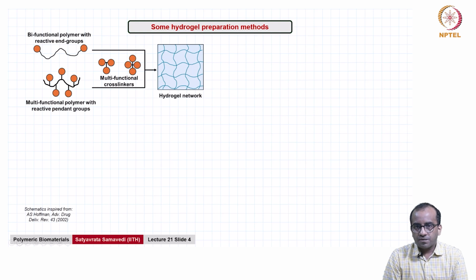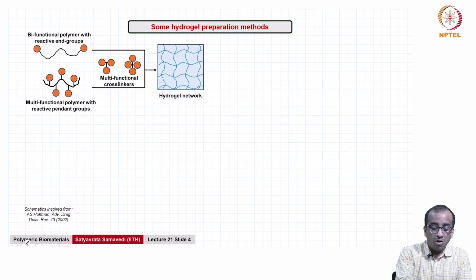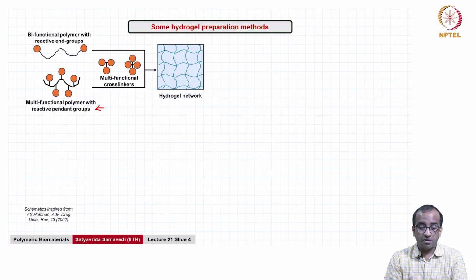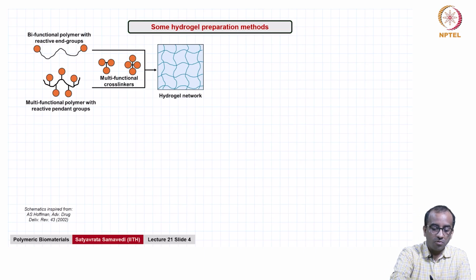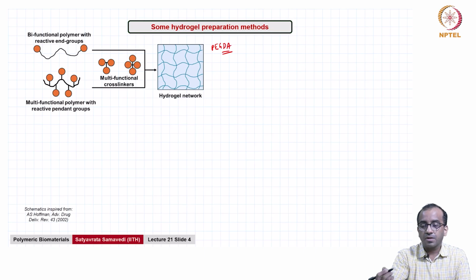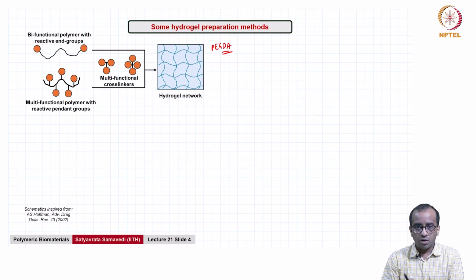One way to prepare hydrogels, for example, is to have a bifunctional polymer with reactive end groups or a multifunctional polymer with reactive pendant groups. So, you can imagine now that a bifunctional polymer with reactive end groups, one example of that we have seen earlier is PEG diacrylate. The diacrylate group can now photopolymerize in the presence of free radicals and UV light to form a cross-linked network, and the acrylate groups at the end that stick out would be one good example of this bifunctional polymer with reactive end groups.